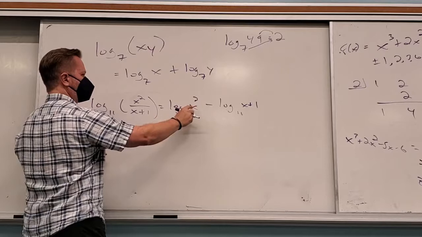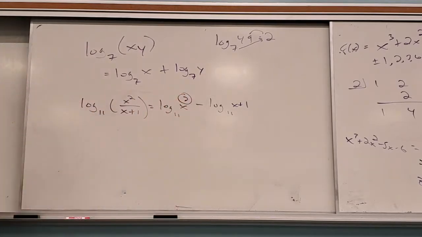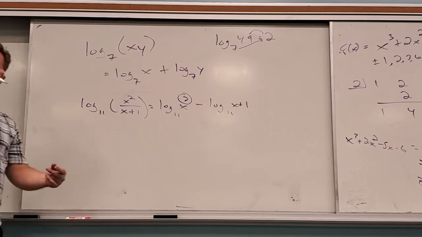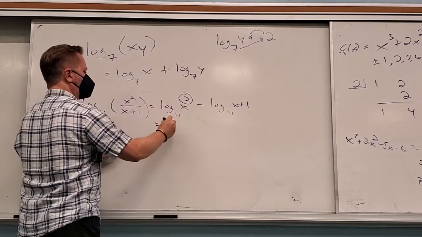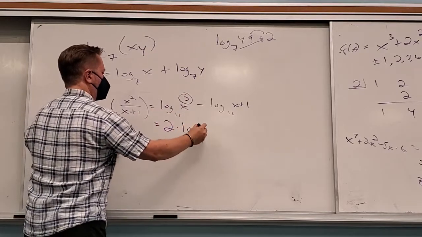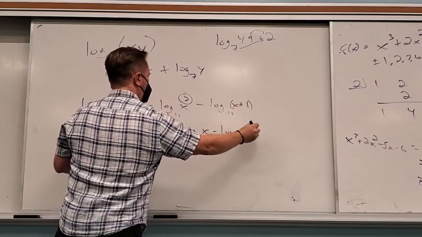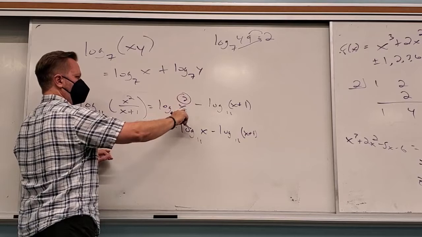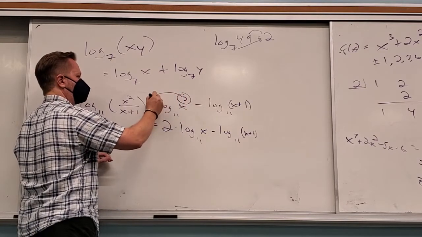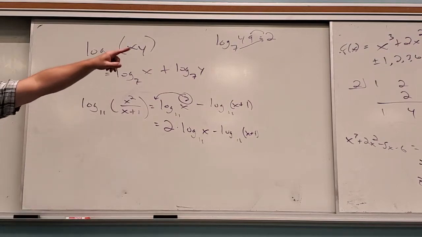Does anyone remember what I could do on this guy? What can happen with that? I can bring it down and multiply it. When I raise something with a power to a power, what do I do with powers? I multiply the powers. Put that in parentheses. Right? And it's just easier to think: if the inside is being raised to a power in a log, it can come out front. So now I think we're ready for that.